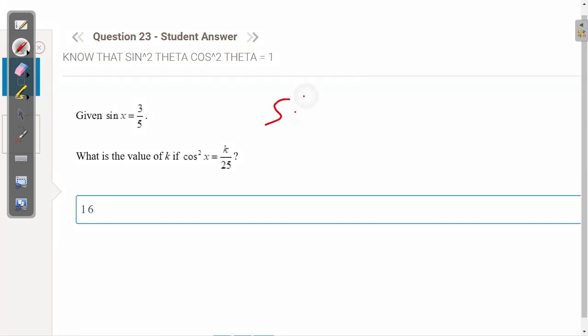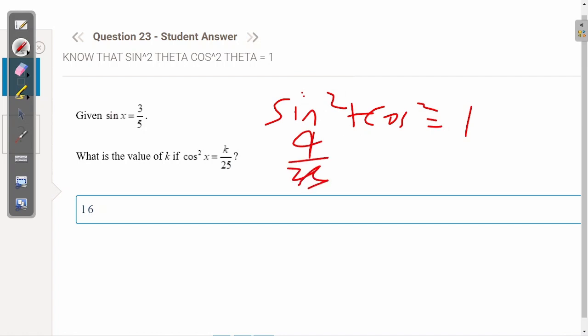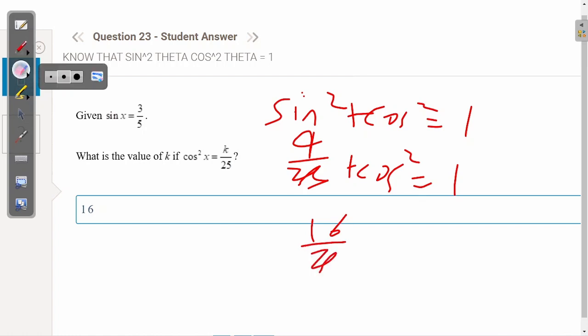Okay, this one, sine squared plus cosine squared equals 1. 3 over 5 squared, 9 over 25, plus cosine squared equals 1. 1 minus 9, 25 minus 9, 16 over 25. That's the answer.